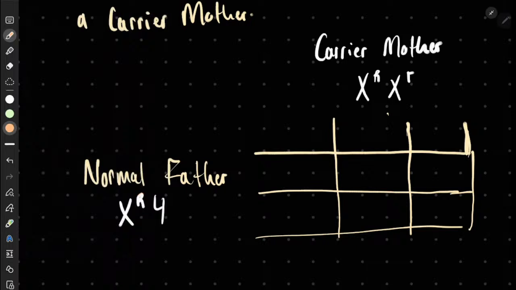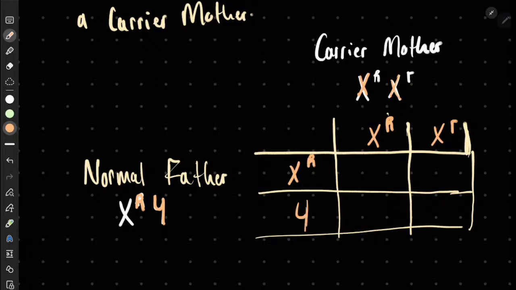The normal father, for him to be normal, he mustn't have the colorblind allele. If he has it, then he's going to be colorblind. Remember, men have X and Y. Women have X and X chromosomes. Right, now we're going to put their gametes. So it's going to be XR from mom and another Xr. Then from the dad, it's going to be XR, then a Y.